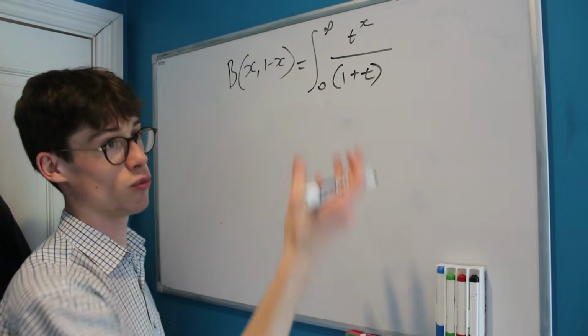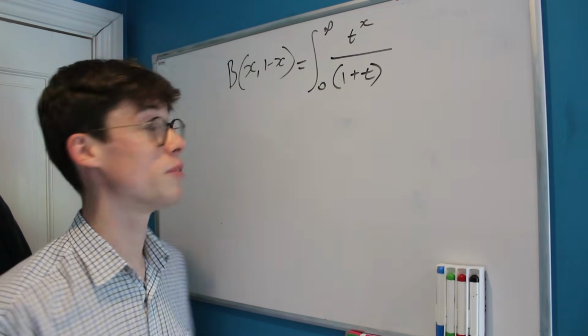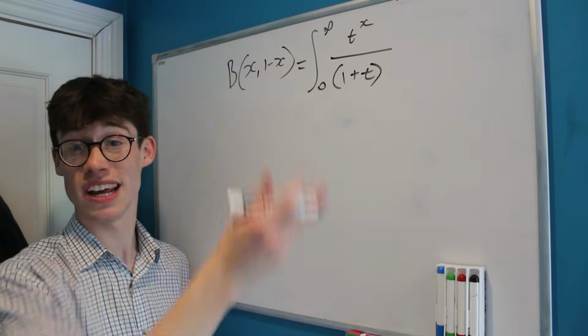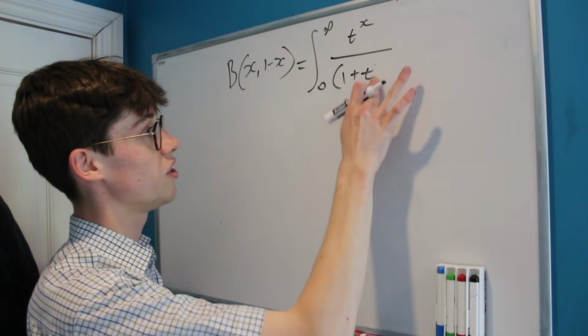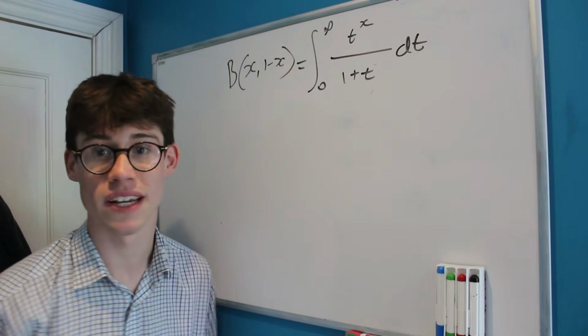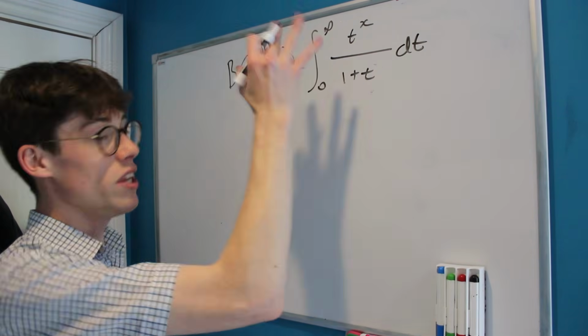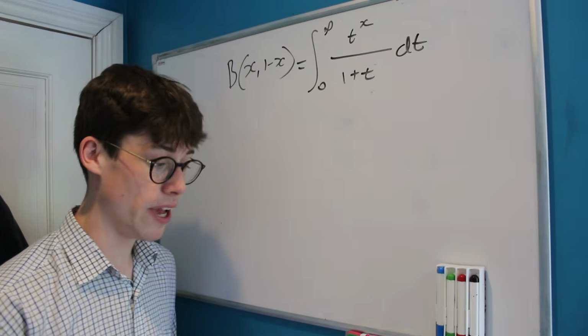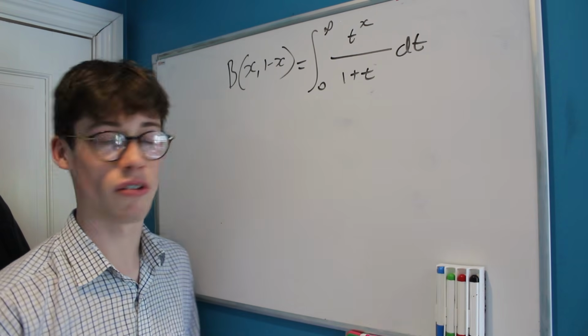Which of course might reveal to you why we've chosen this integral representation. It's because x plus 1 minus x is just 1. And so we just have a denominator here of 1 plus t, and of course we're integrating with respect to t. Now when you look at this integral, it will become immediately obvious why contour integration comes to mind.